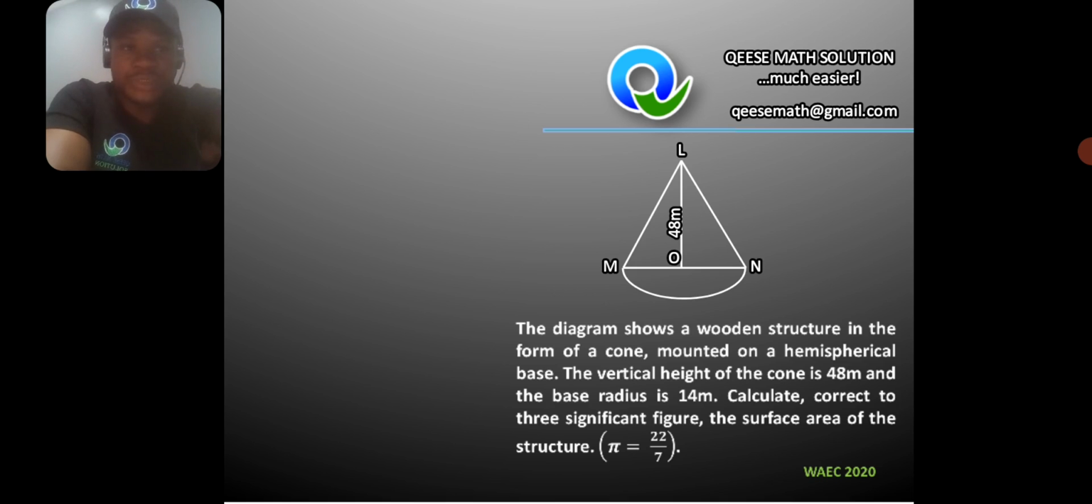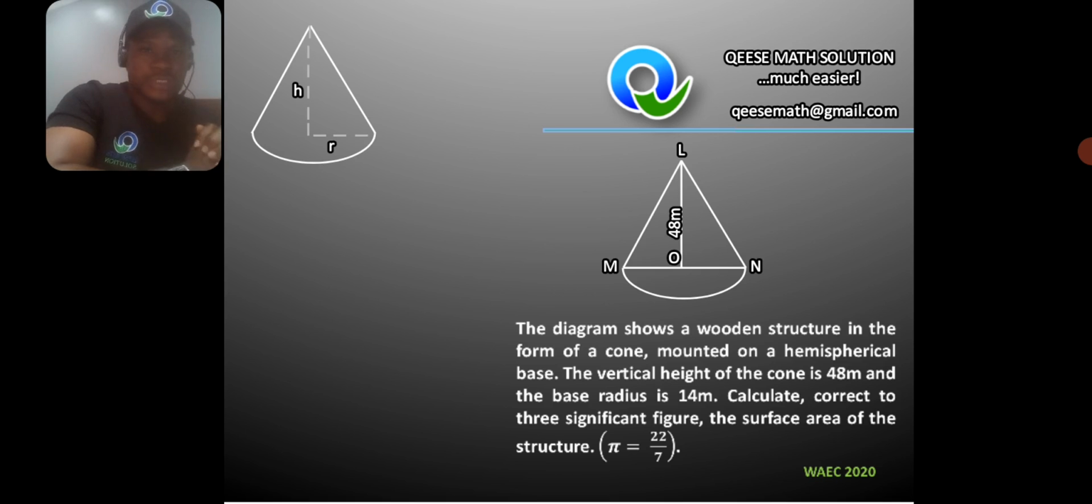First is to sketch a basic shape from the diagram, and let's see what basic shape we'll have from this diagram. It happens to be a cone with height and radius. So we have the height h, and we have the radius r. We have succeeded in doing a sketch of a basic shape referred to as a cone.